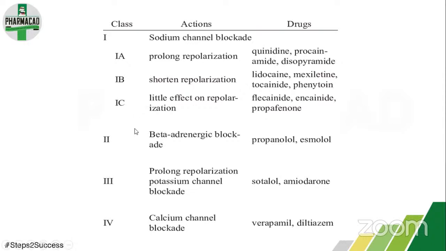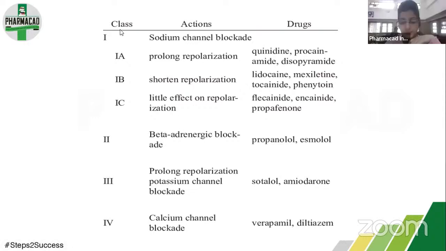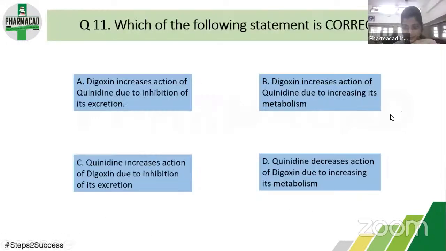Moving on to the next class, that is class 2 of antiarrhythmic. Class 2 is beta adrenergic blockers, that is your propranolol and esmolol, the beta blockers that we know. Class 3 has prolonged repolarization, the potassium channel blockers. This will include drugs like sotalol and amiodarone. And class 4 has calcium channel blockers as the drugs, that is verapamil and diltiazem.